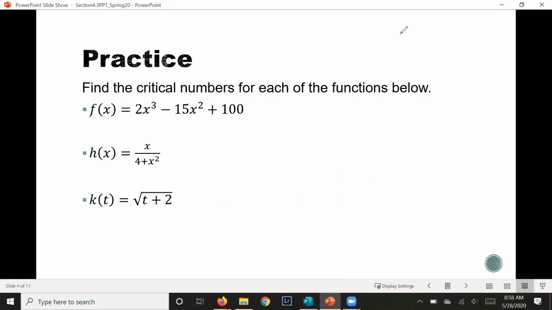Here's some practice that you will do in a classwork assignment. I'm not going to go over that right now, but I will again reiterate that critical numbers are also values where the derivative is undefined. So it's not just where it equals 0, but you also have to check where it's undefined.